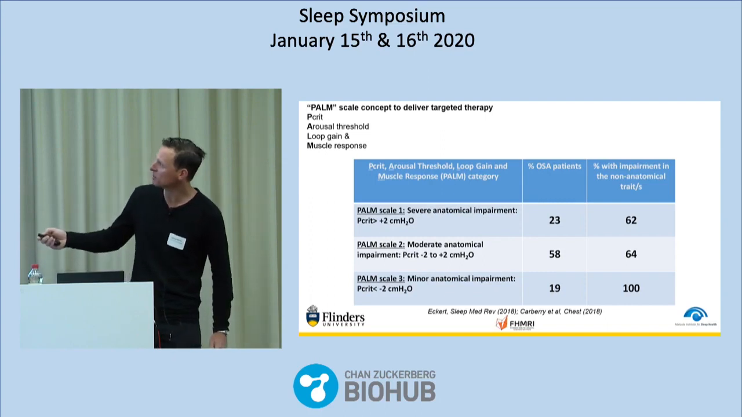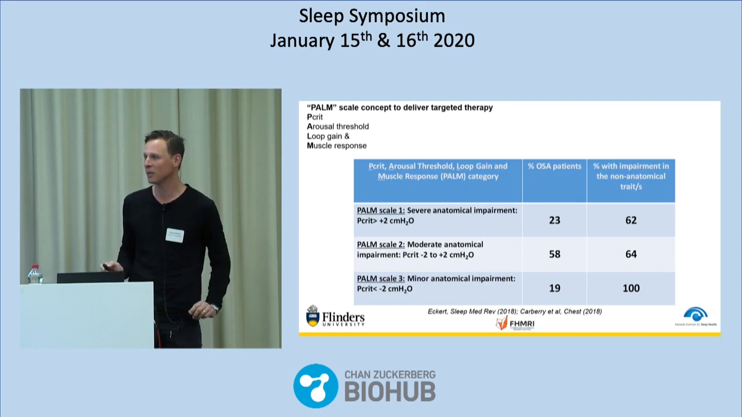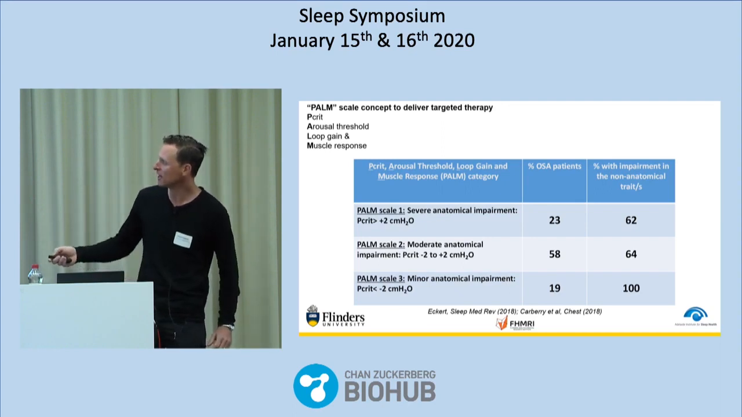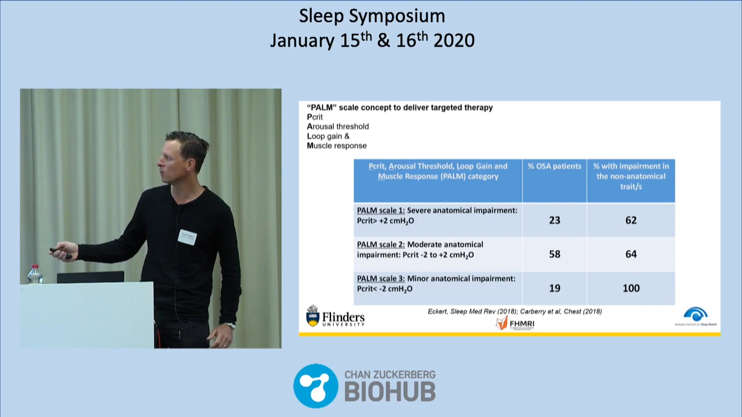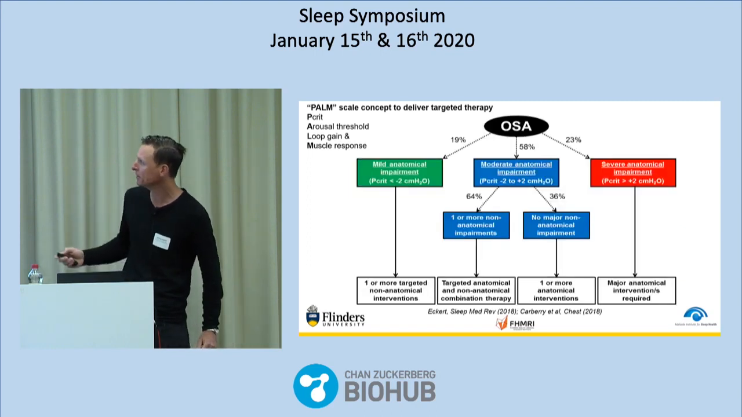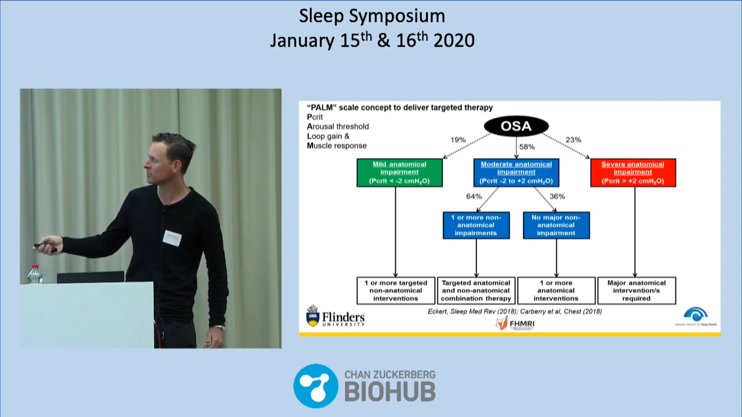And this concept of a PALM scale. So if we knew those 4 traits on an individual basis, we should be able to deliver targeted therapy. And it turns out, as I mentioned, that 20% of patients have the same anatomical compromise as people without sleep apnea, and all of them have one or more non-anatomical problems that's driving their sleep apnea. So if we knew about how collapsible the airway is, as well as these non-anatomical traits, we should be able to deliver precision medicine here.